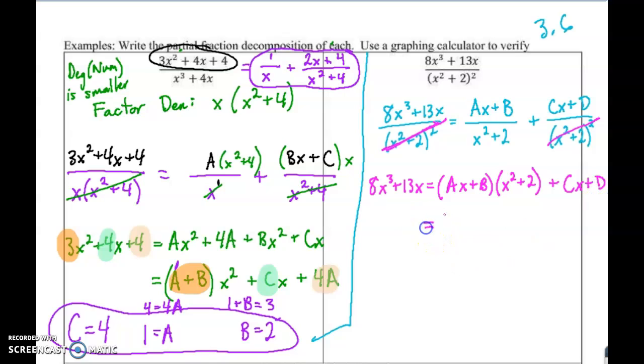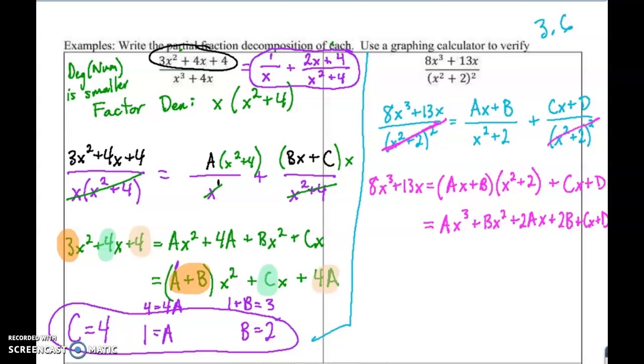So as I FOIL or distribute, however you phrase it, we have ax cubed plus bx squared plus 2ax plus 2b, and don't forget about that plus cx plus d. I'm trying to squeeze it right there. Hopefully you can see it all.